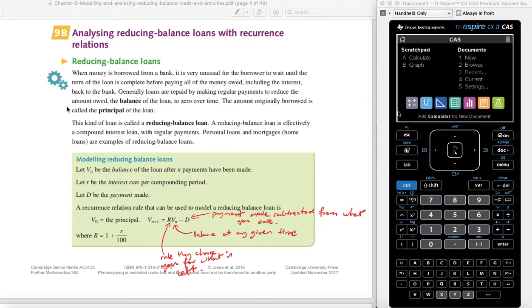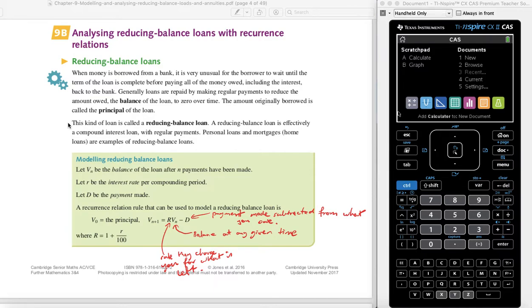So reducing balance loans. When money is borrowed from a bank, it is very unusual for the borrower to wait until the term of the loan is complete before paying all of the money owed, including interest, back to the bank. You want to pay your loan off as soon as possible because it cuts out a lot of the interest. That's why people say make more payments.